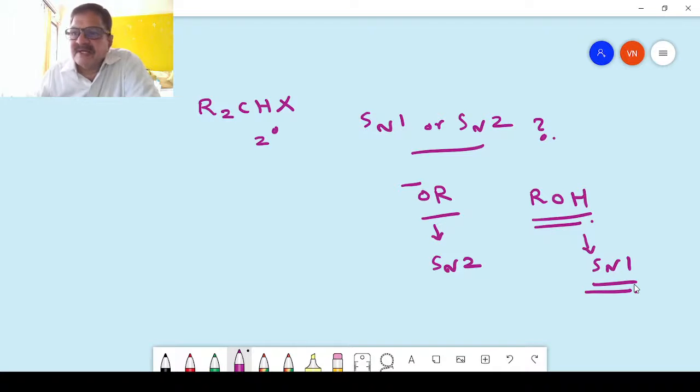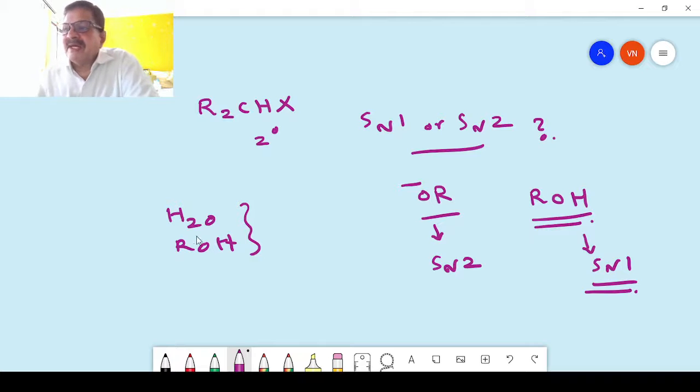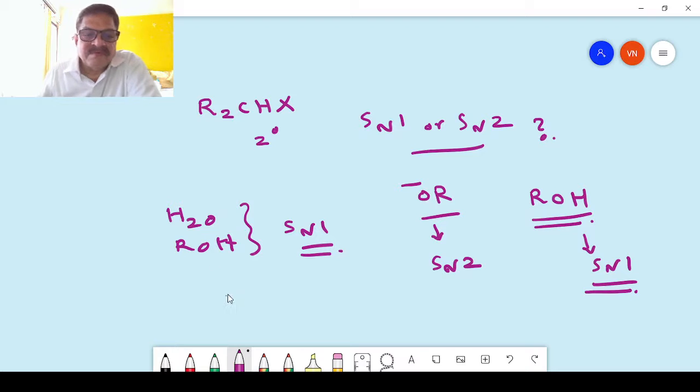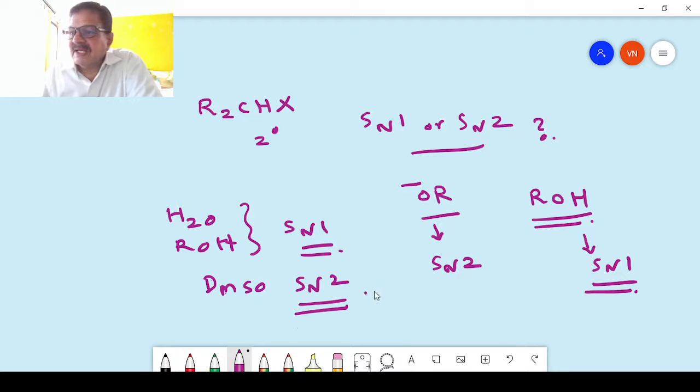Now, water, ROH, alcohols and so on will all favor the SN1 mechanism. We have seen that. Acetone, DMSO (dimethyl sulfoxide) and so on are polar aprotic solvents. Correct? Therefore they favor the SN2 mechanism. So DMSO and the like favor the SN2 mechanism here. That is why it depends upon the conditions.